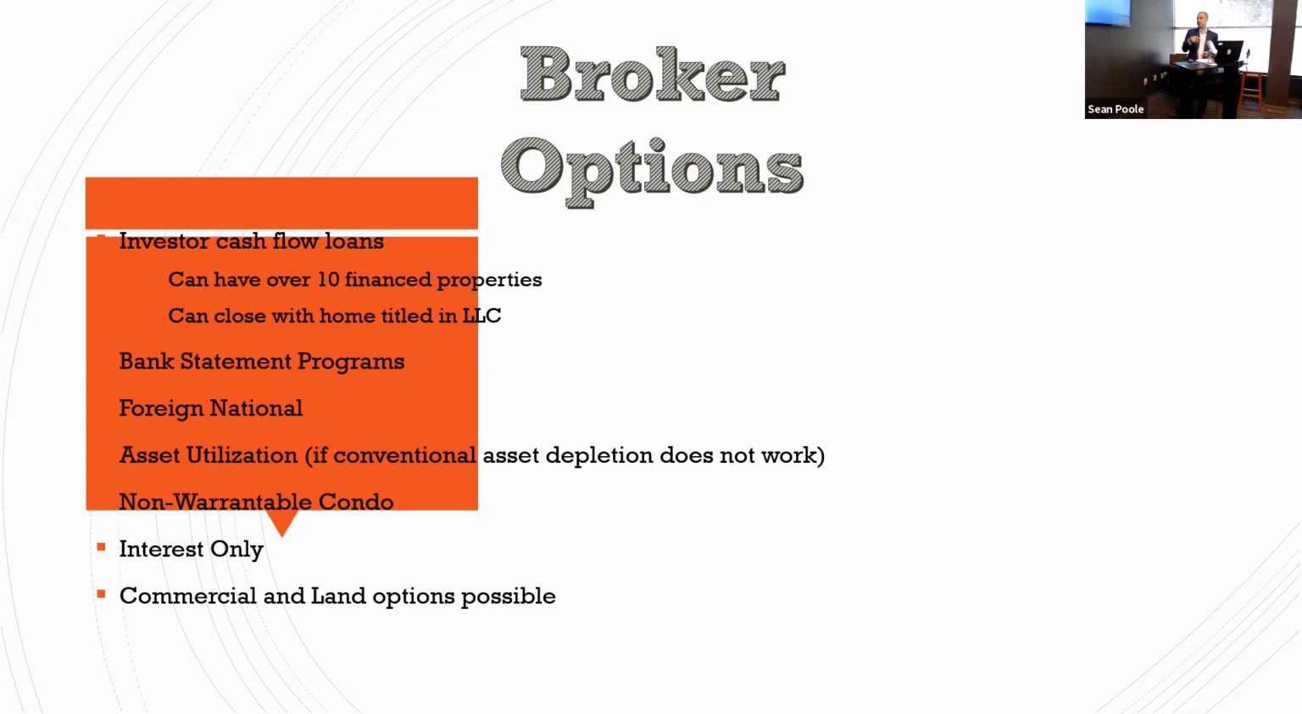They can even put the home in an LLC. They can put the title in an LLC. The loan has to be in their name, but it can be titled in an LLC. So that's one of the bigger differences there. And of course we have bank statement programs and foreign nationals, non-mortgage condos, asset utilization loans. There are some conventional options to do that as well, but interest-only loans and commercial and land options.